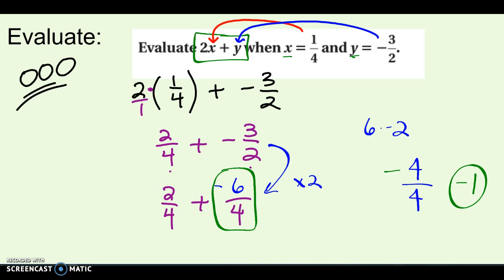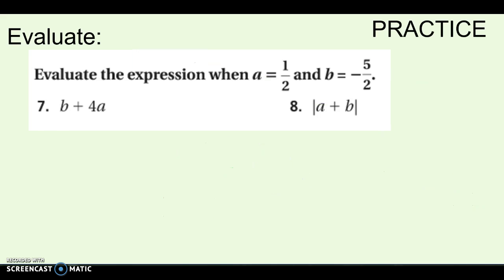Okay, so when we do evaluating, take the values they give you, plug them in where they go, rewrite the whole thing, then look and follow order of operations and follow all your rules for integers, for positive and negative numbers, and work it out. Okay, so there's one more for you to try. Looks like this. They give you what A is and they give you what B is. You just have to put it in. So pause and try both of these, work them out, and then we'll go over the answers.